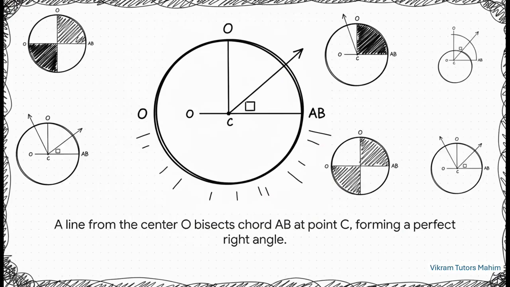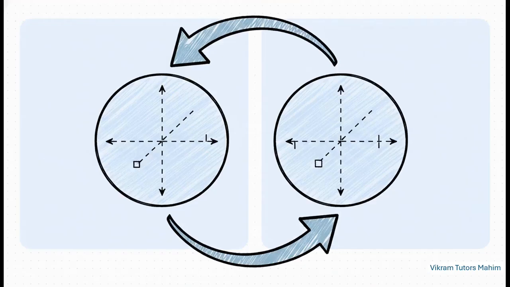So check this out. If you draw a line from the center, that's point O, and you hit the exact midpoint of any chord, in this case, point C on chord AB, bam! It will always form a perfect 90-degree angle, every single time. It's a rule. And what's so great about this is it's not a one-way street. It works in reverse, too. So if you draw a line from the center that hits a chord at a perfect 90-degree angle, you know for a fact that you've just sliced that chord into 2 perfectly equal halves.